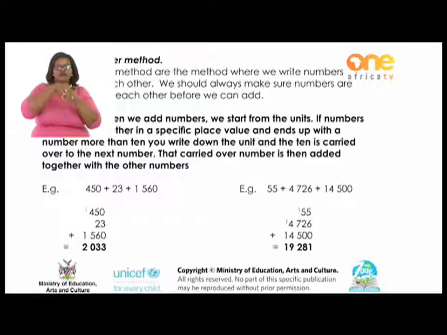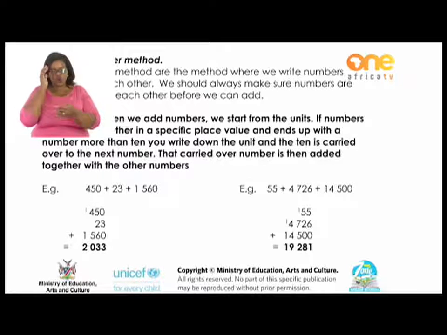If the numbers are added together in a specific place value and end up with a number more than 10, then you write the unit and the 10 is carried over to the next number. That carried over number is then added together with the other numbers. Now let's do a few examples to see what we've just read.